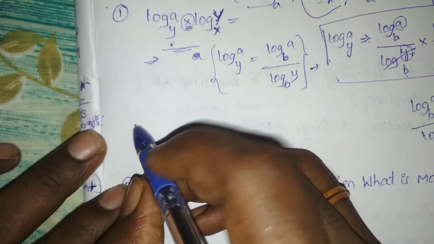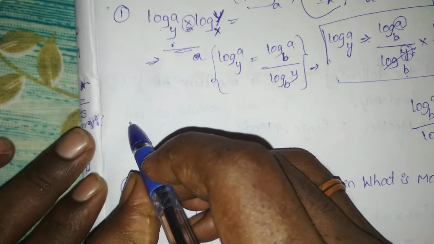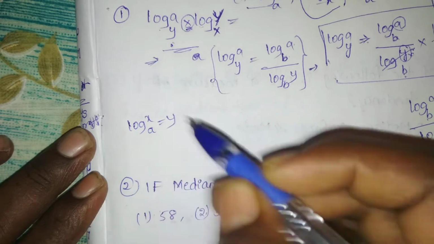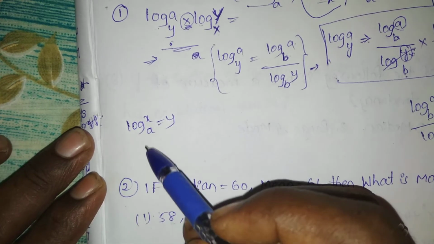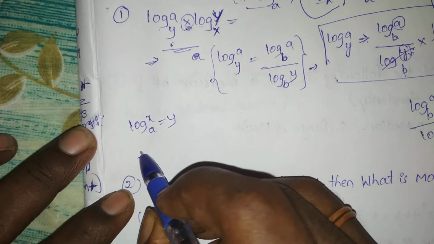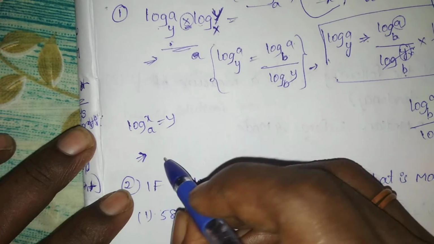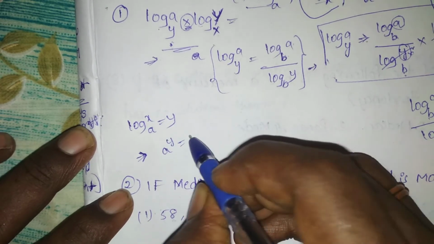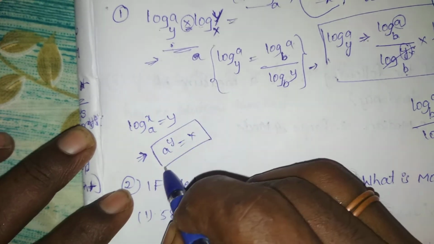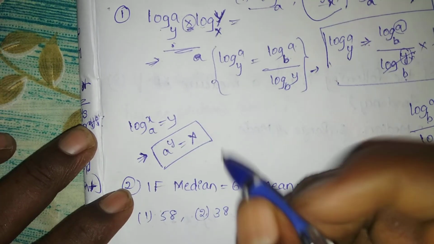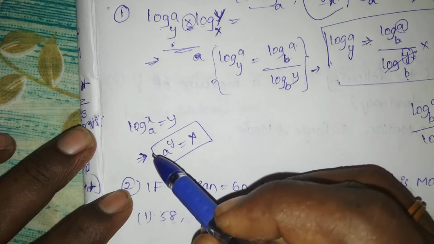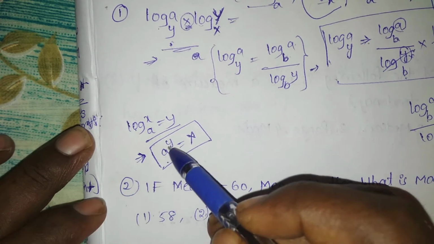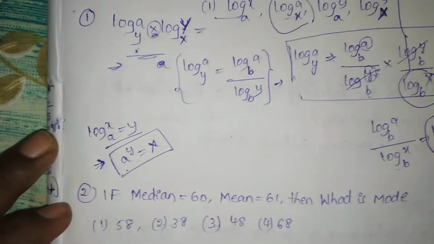Let us assume that log x to the base a is equal to y. We can write this as a to the power y is equal to x. This is the logarithm form. When the logarithm is removed from this equation, we can write a to the power of y is equal to x.